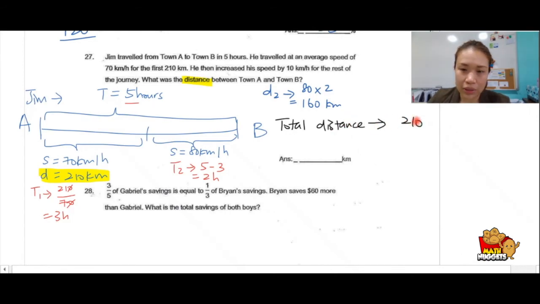The first part of the journey is 210 plus the second part of the journey 160. That gives us 370 kilometers.